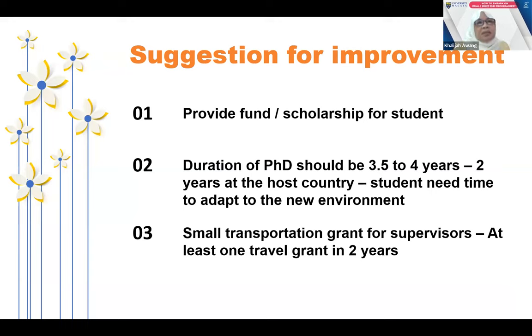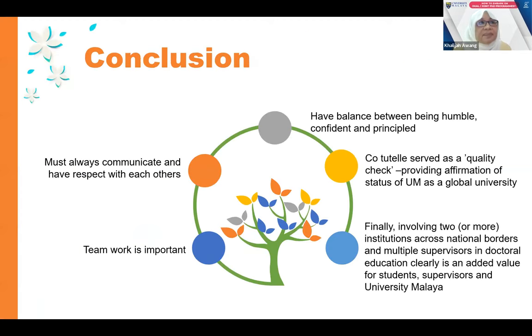Duration of PhD should be 2 years at the host country. Student need time to adapt to the new environment. Small transportation grant for supervisors also, so that we have good relationship between the supervisors, not just on email, lah. So at least one travel grant in 2 years. So at least one visit or two visits during the duration of the PhD program. Yeah, this is my humble suggestion.